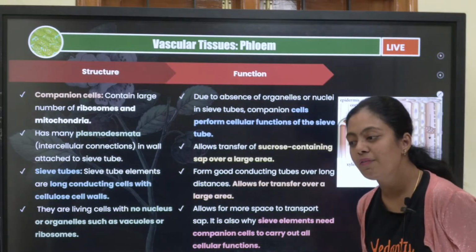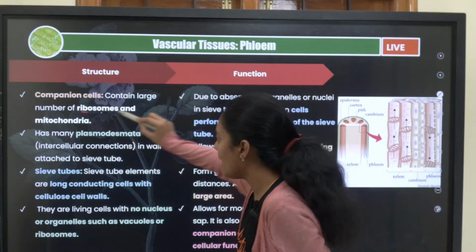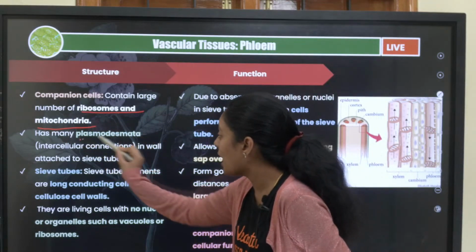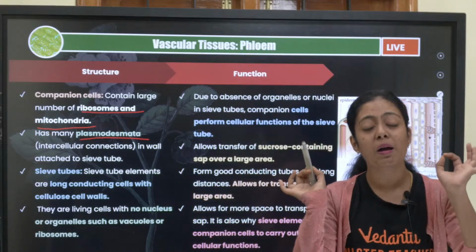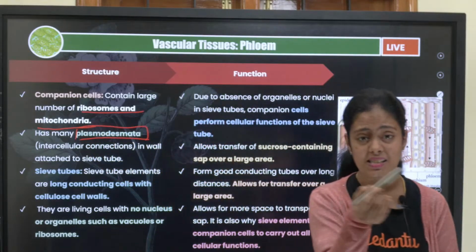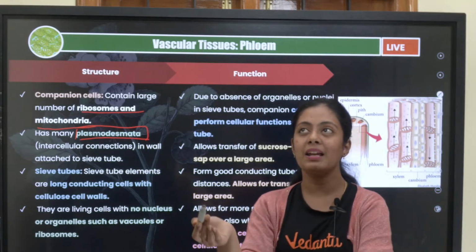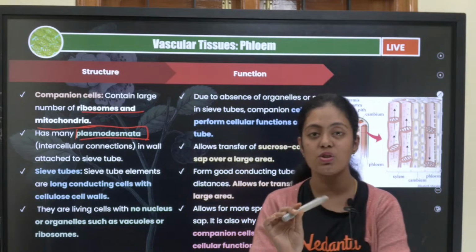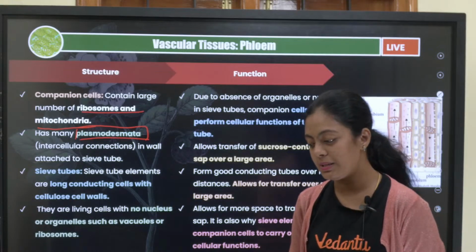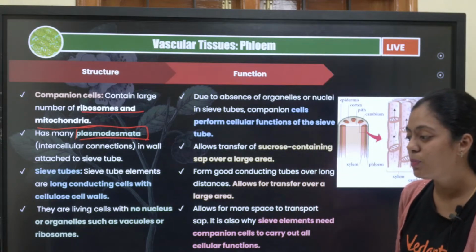So what is the companion cell's function? I already told you they have a large number of ribosomes and mitochondria. It has many plasmodesmata. Now I want everyone to tell me what plasmodesmata are. We have discussed this recently. What have we studied in the chapters on cell structure and function, and plant growth and development? What is plasmodesmata? Can anyone tell me?